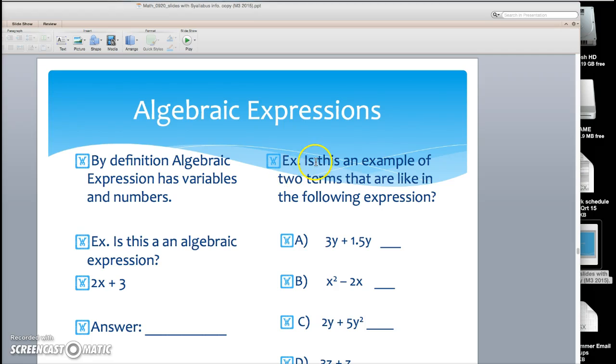Let's talk about like terms in algebraic expressions. Is this an example of two terms that are like in the following expression? 3y plus 1.5y. Are these like? The answer is yes. What about these? x squared minus 2x. No, these are unlike because of the x squared term and the 2x. Both x squared terms have to be like. What about this one? Again, we have a y term, 2y plus 5y squared, unlike terms. And this last one you can barely see is 3z and z. Well, these are like. So let me bring that up a little bit. There we go. 3z and z are like, so we can say those are like terms.